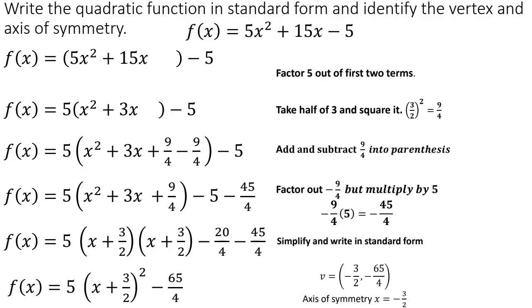So negative 20 minus 45 is negative 65. And then I can rewrite my equation as 5 times x plus 3 halves squared minus 65 fourths. So my vertex is negative 3 halves and negative 65 fourths. And my axis of symmetry is negative 3 halves.